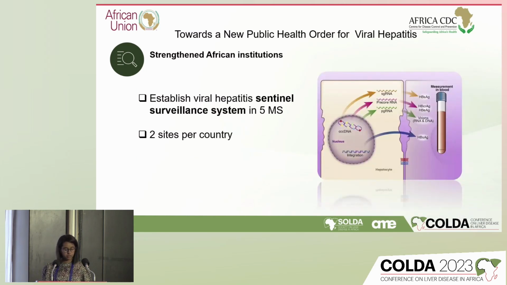So the third priority is examining what is in place in terms of surveillance for acute and chronic hepatitis to determine how we can optimize this. And in short term, we plan to be setting up 2 sentinel sites per country in 5 member states. However, we plan to scale up and support additional member states as we go along.